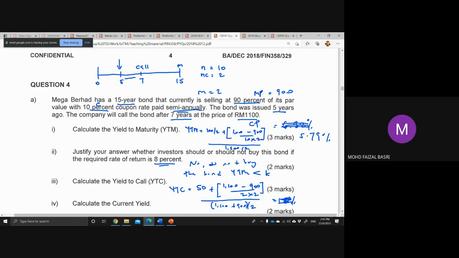Okay, so for YTC then, 200 divided by 4 plus 50 divided by 1,000. So here you get 10%. Similar to our coupon, 10% for yield to call.